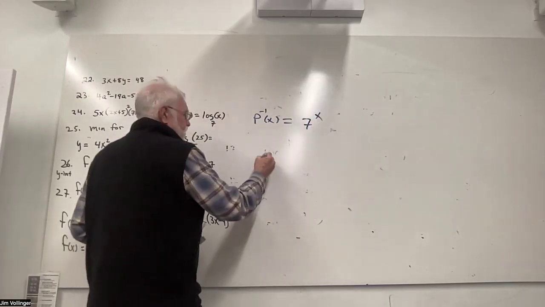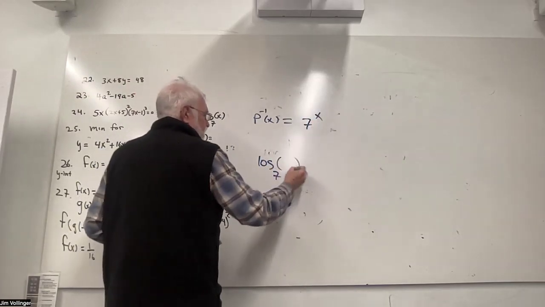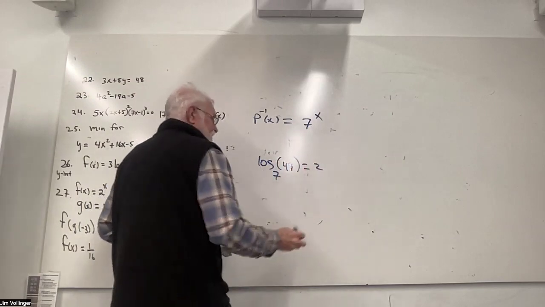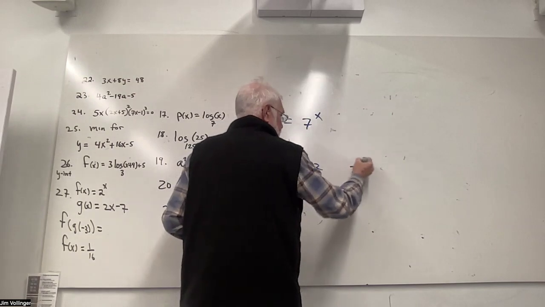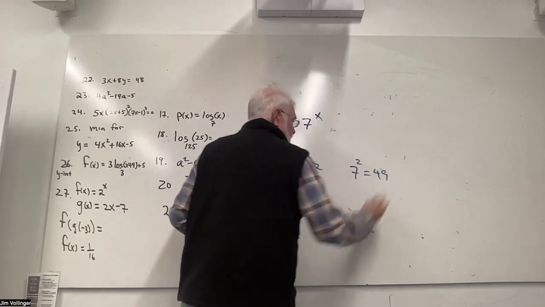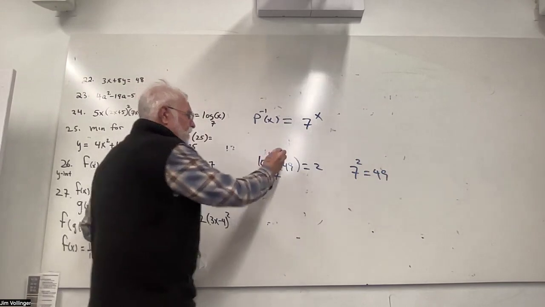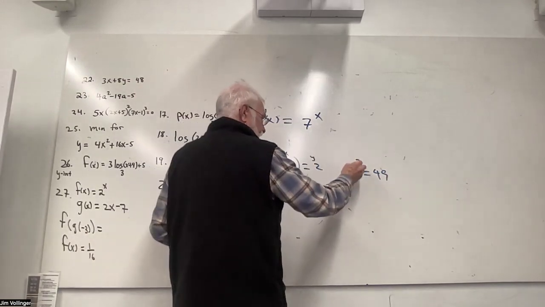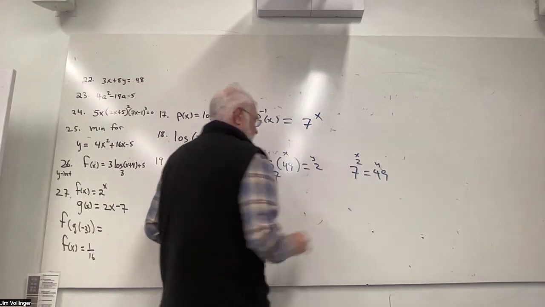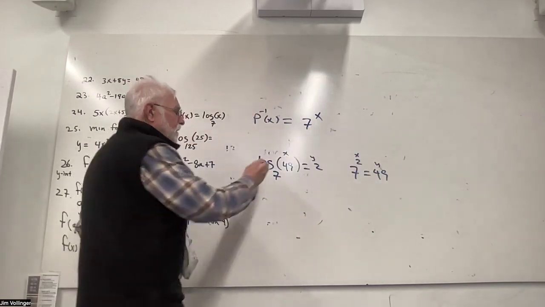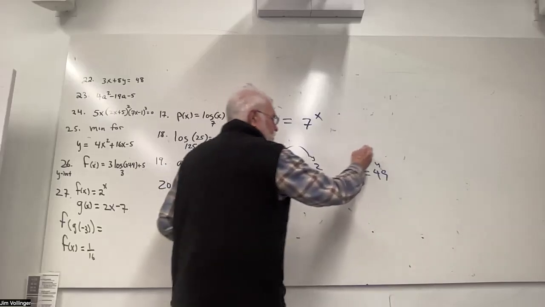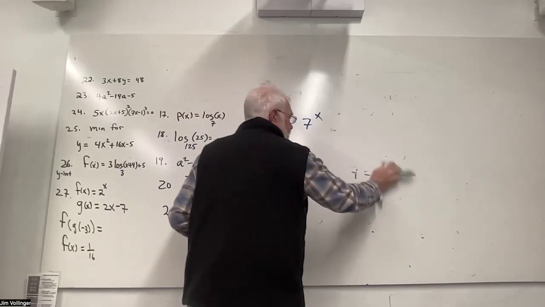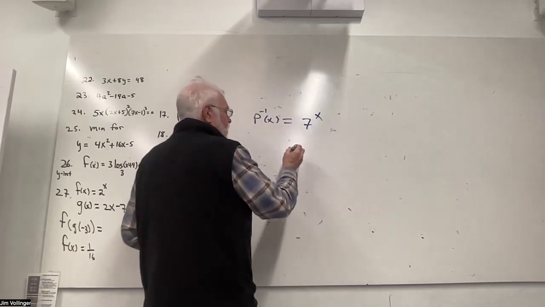Let's check it. Let's look at log 7 of 49, which is 2. Is that the same thing as 7 squared equals 49? This x gets me that y, and over here, this x gets me that y, and I think that they are inverted. 49 to 2 becomes 2 to 49. That's the inverse.